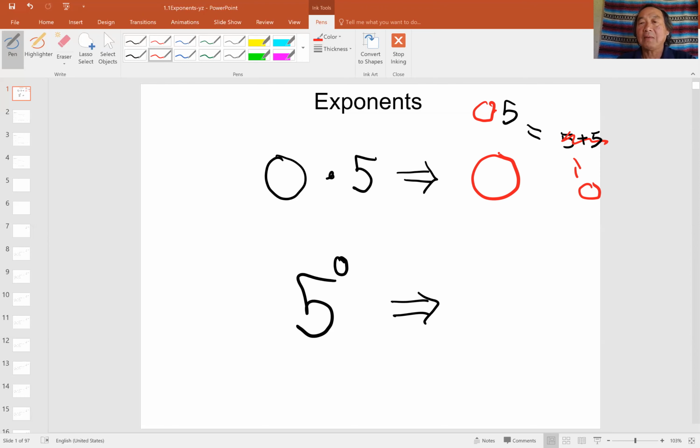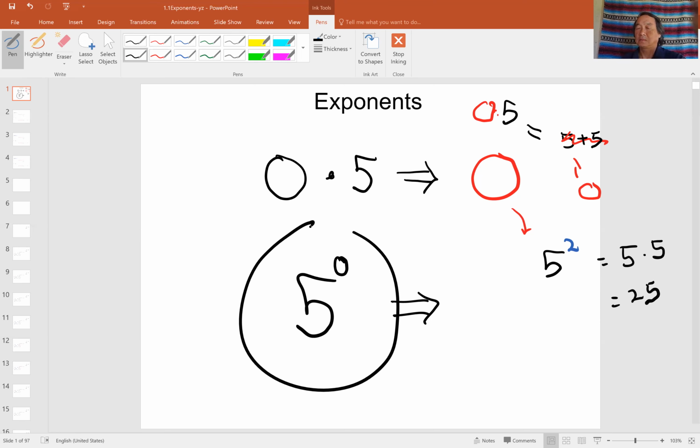And we try to carry the same internal thoughts into these notations. And we all know that 5 squared means 5 times 5. And that's 25. And now come these very strange questions of what's 5 to the 0.